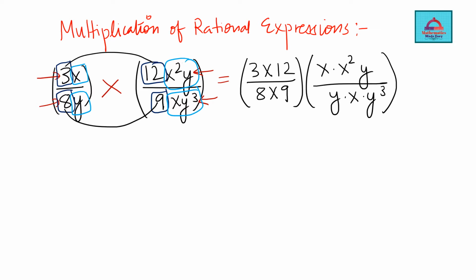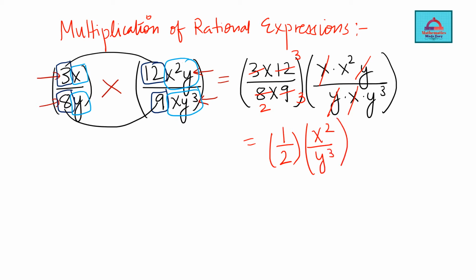Now you can simplify. 3 3s are 9, and you divide this with 4. So 4 3s are 12, 4 2s are 8. So this gives you 1 over 2 only in the number part, as 3 and 3 are going to cancel. Now let's look at the variable part. In the variables, x and x, y and y also cancel. So you are left with x square over y cube. This is the simplified form of multiplication.